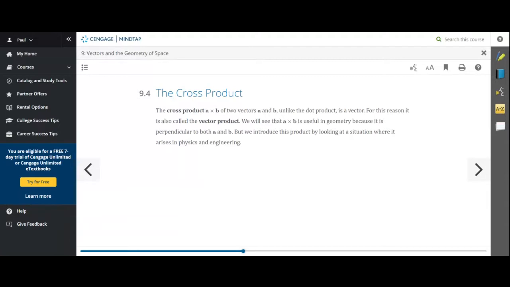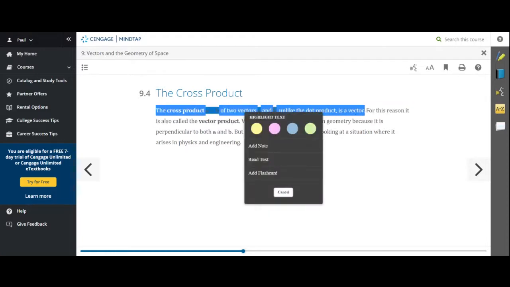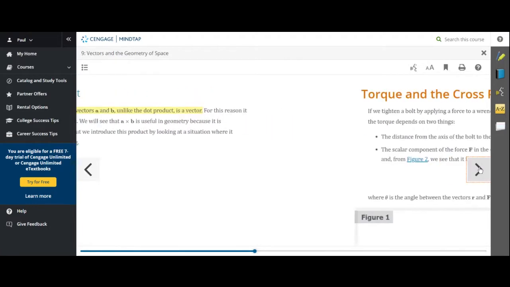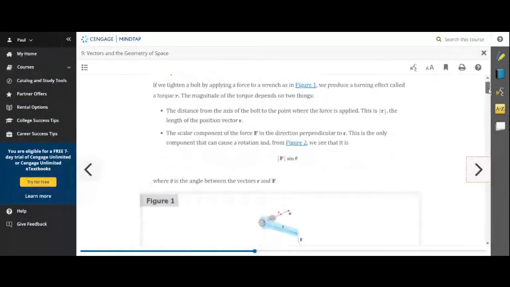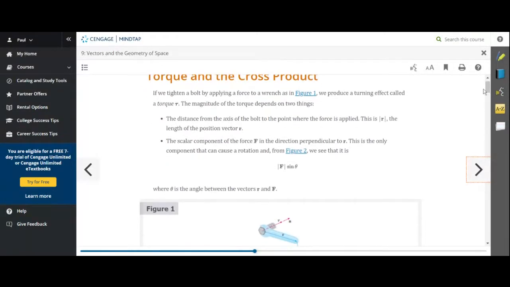Okay, so the cross product. The cross product of two vectors is itself a vector. Of course, we always like to know how it's defined, but its definition arises due to physics. So let me talk about torque and the cross product.